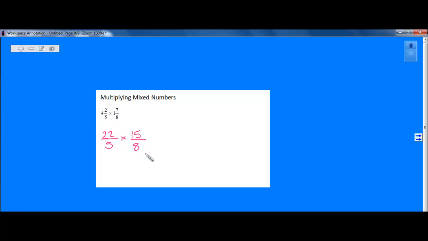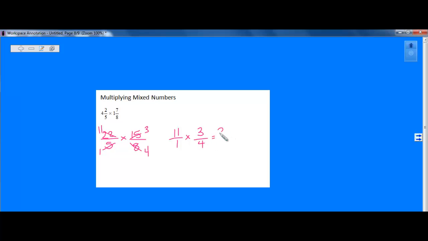Again, I'm going to simplify diagonally. I know that 2 goes into both 8 and 22. It goes into 8 4 times, and it goes into 22 11 times. 5 goes into both 5 and 15. It goes into 5 once, and it goes into 15 3 times. If you'd like to rewrite it, you can. I have 11/1 times 3/4.